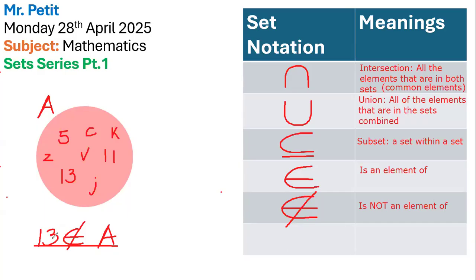13 is what? 13 is not an element of A. That's how we read it, Shavarian. 13 is not an element of A. Is 13 an element of A? Yes, sir. 13 is an element of A, which means that this statement is absolutely false.